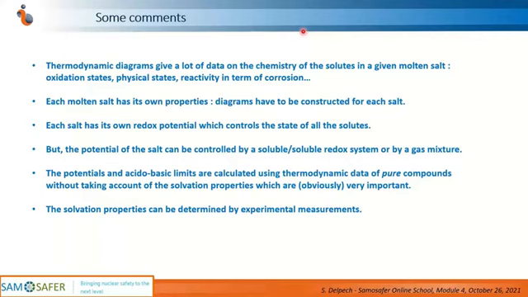But this redox potential can be controlled using a soluble-soluble redox system, or also by a gas mixture, but that will be, I think, more difficult in the frame of a nuclear reactor. The potentials and the acido-basic limits are calculated using thermodynamic data of pure compounds without taking account of the solvation properties. But these solvation properties are obviously very important. And the solvation properties can be determined by experimental measurements.